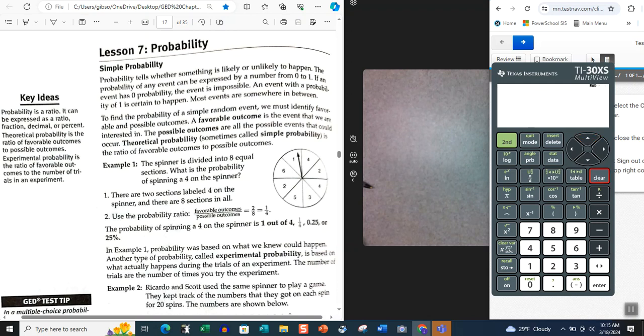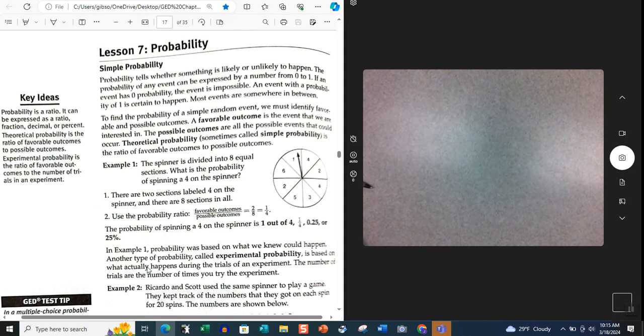Okay, now, it says here in example 1, probability was based on what we knew could happen. Another type of probability called experimental probability is based on what actually happens during the trials of an experiment. The number of trials are the number of times you try the experiment.